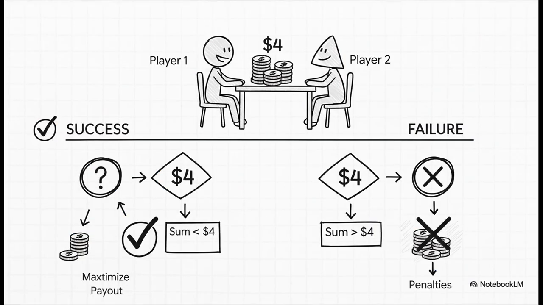Now, the rules are pretty straightforward. Both of you announce a whole number, anything from 0 to 4. If what you both ask for adds up to $4 or less, great. You each get what you demanded. But if the total goes over 4, you both get hit with a penalty and walk away with less. And of course, the goal for you is simple: get the biggest payout possible.